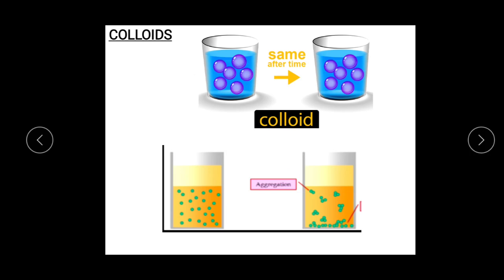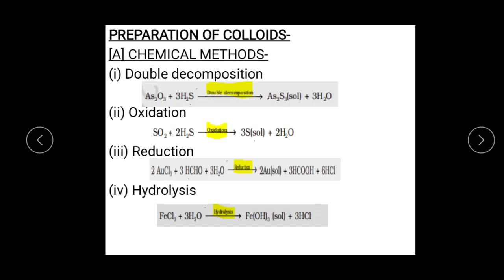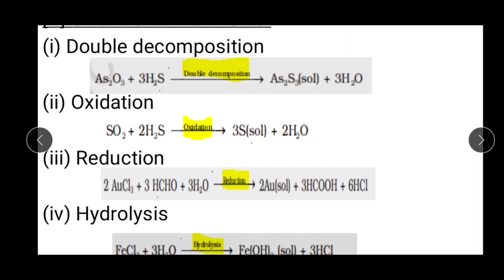Now we move on to the methods of preparation. There are three main methods of preparation. First is chemical methods, second is electrical disintegration method, and third is peptization. First chemical method is the double decomposition method. Here you can see arsenic trioxide undergoing double decomposition when treated with H2S to give arsenic sulfide sol. And the word sol here refers to colloidal solutions or colloids.